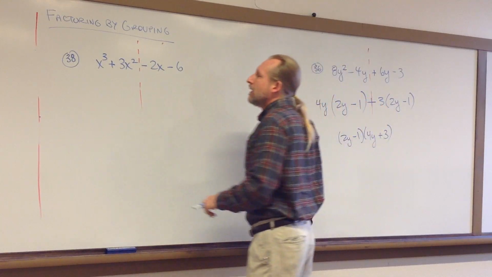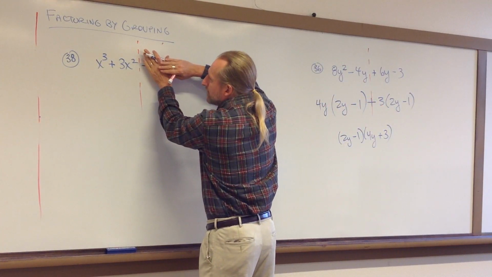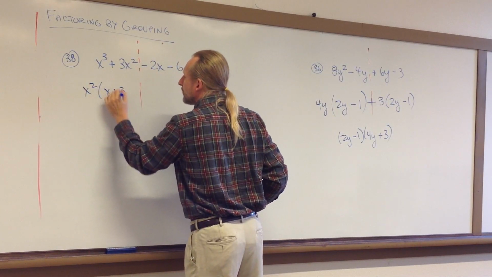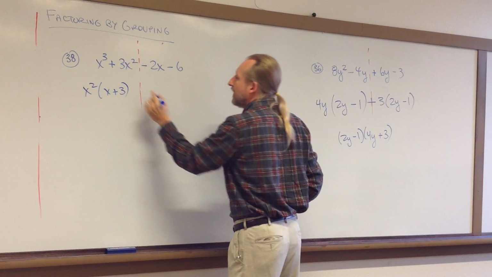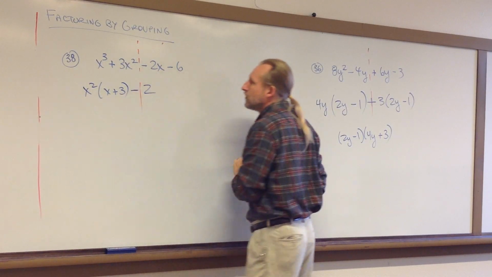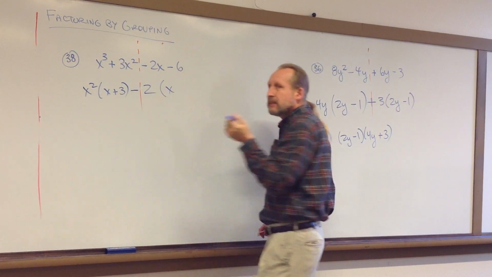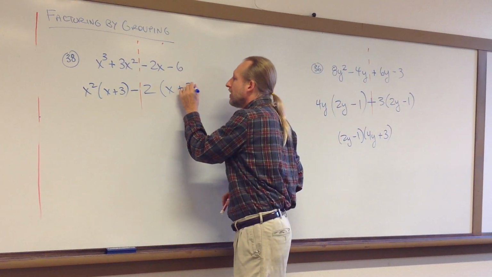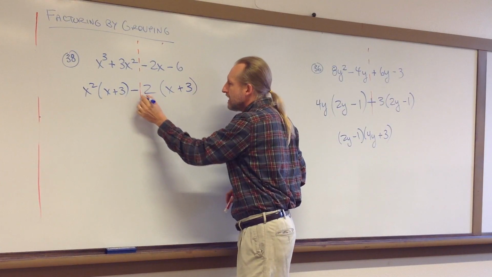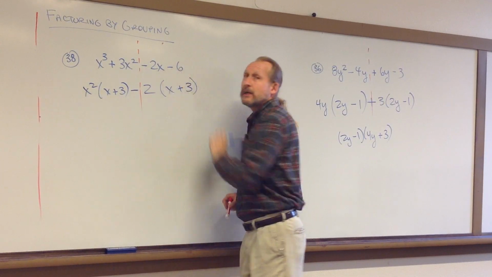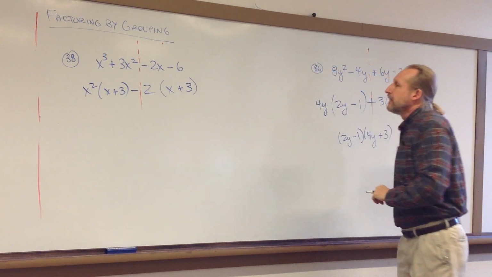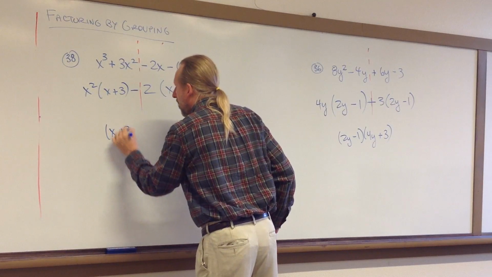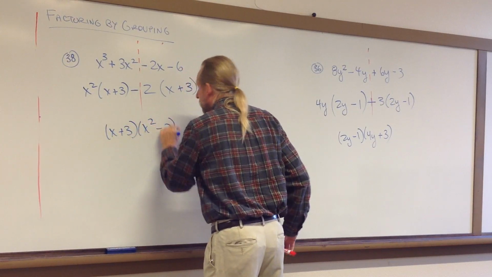Okay? All right, let's do the front part first. Our common factor here is x squared. And that'll leave us with x plus 3. Here, our common factor is going to be minus 2. And that'll leave us with an x. And this is something people often forget, plus 3, right? Because when you multiply negative 2 times positive 3, you get negative 6. Now that we've got that set up, factor out the x plus 3, and we'll be left with x squared minus 2.